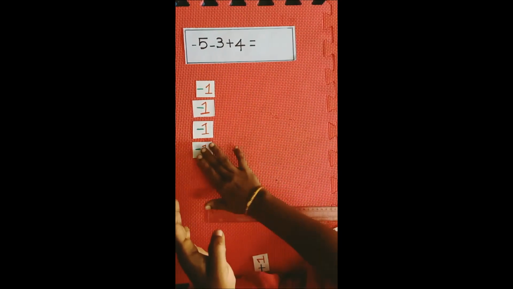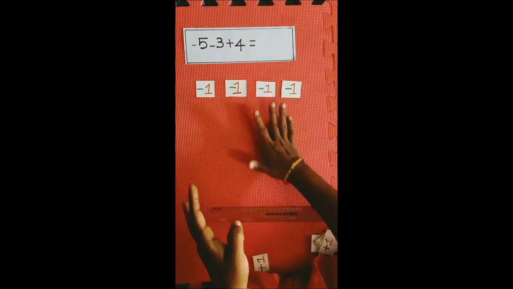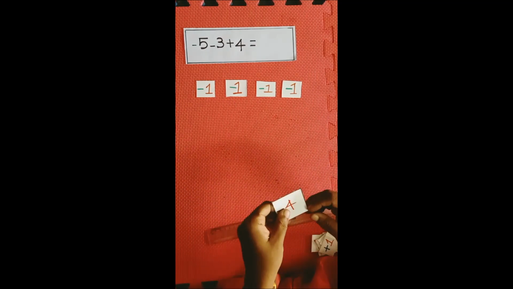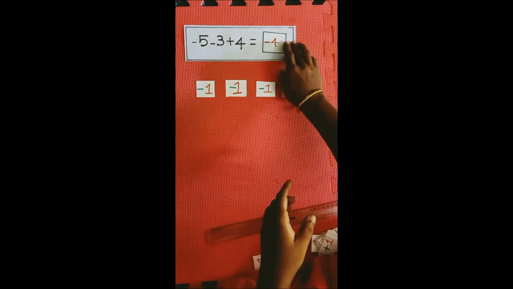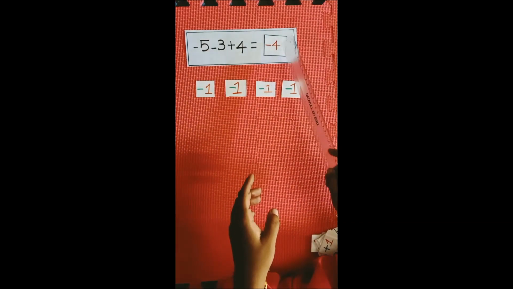So how many cards remain? 1, 2, 3, 4 minus 1s. If you add these 4 minus 1s, you get the answer minus 4. Thus our answer is minus 5 minus 3 plus 4, which is equal to minus 4.